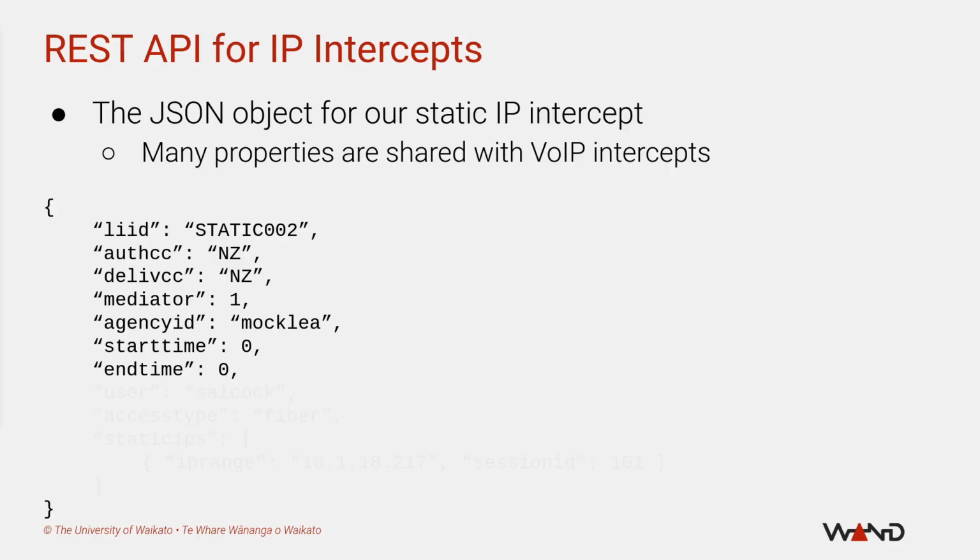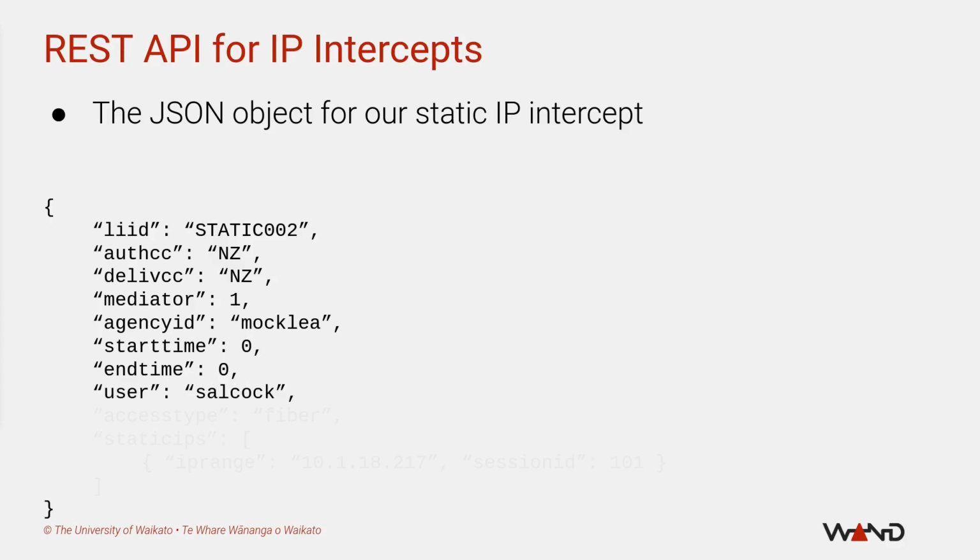Let's take a look at the JSON object that describes our IP intercept. First off, you will see that there are a lot of properties that are common with the voice over IP intercept that we configured a couple of lessons ago. These properties all have the same meaning here as they did back then. Of course, you'll notice that our LI ID has changed because it must be unique for each intercept, but every other property has the same value as before.